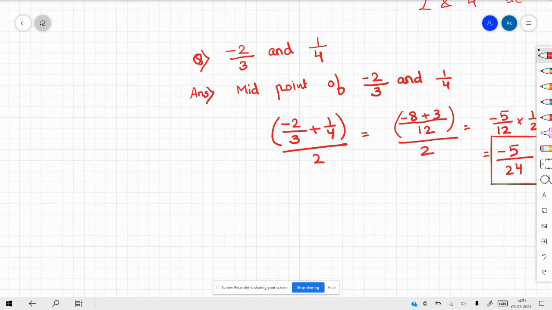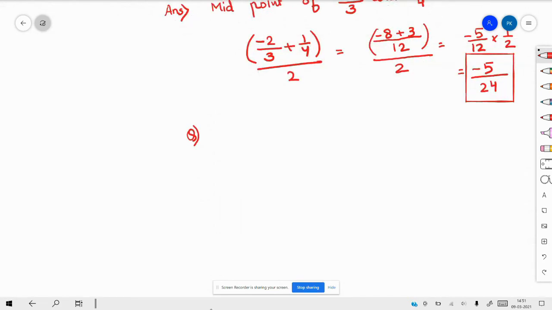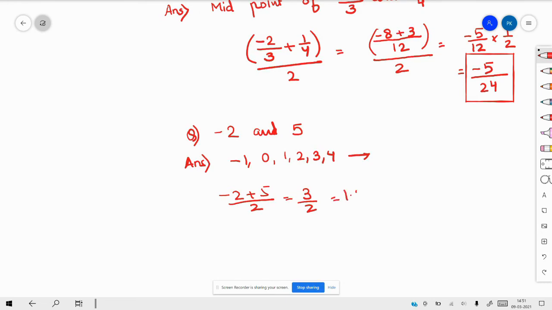Now suppose the third question is, find a rational number between -2 and 5. Here the approach, like we said, will be very simple. You will say -1, 0, 1, 2, 3, 4. All these numbers, in fact these are integers which lie between -2 and 5, and integers, you know, are part of rational numbers. One way of doing it is this, or you can take a mid value approach and say -2 plus 5 divided by 2, and then it will be 3 by 2, so 1.5.